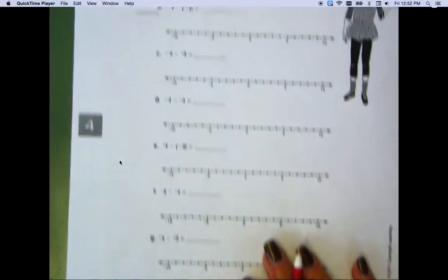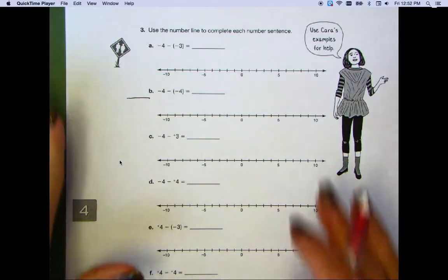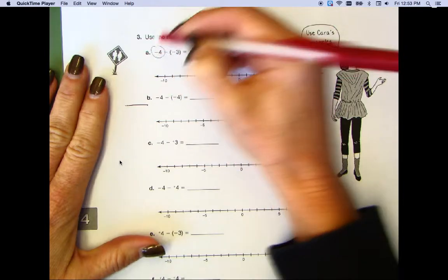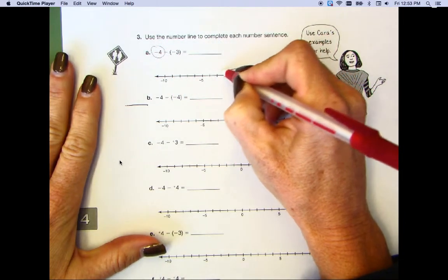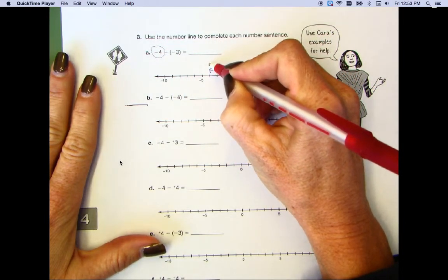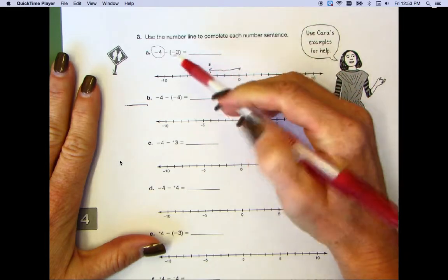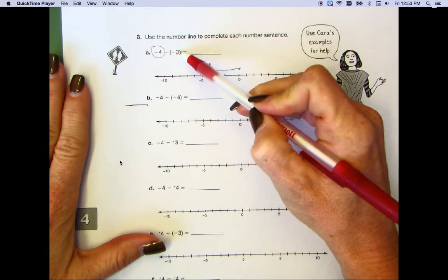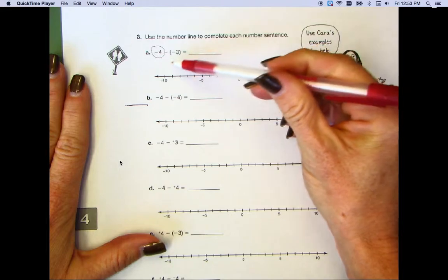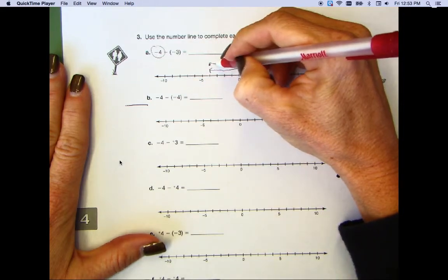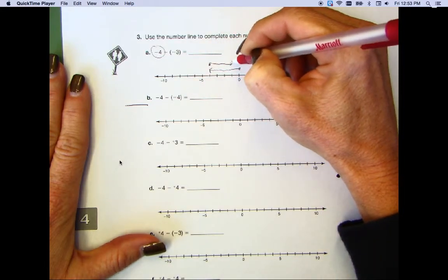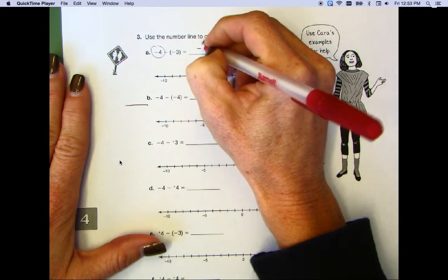Okay, let's try just 2 of these together then. So here I'm starting at -4. So I go 0, I go to -4. From here, I'm moving the opposite of 3 negatives. Negatives, I'd normally move this way. I'm going the opposite, 1, 2, 3, and I ended at -1.